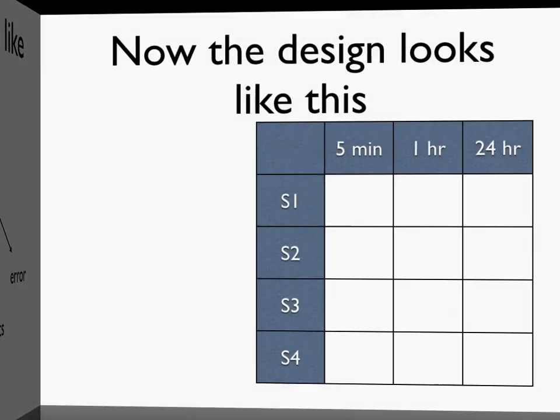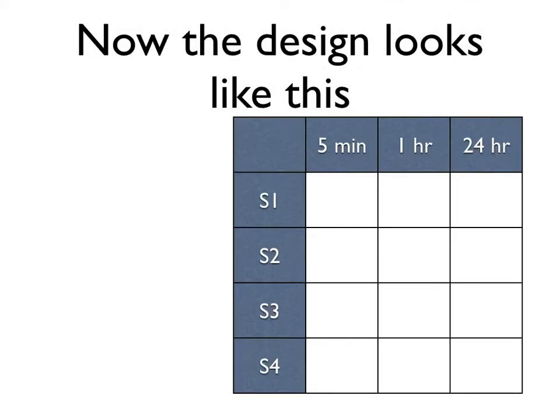So now your design looks like this. 5 minutes, 1 hour, 24 hours, subject 1, subject 2, subject 3, subject 4. So we need a fourth. Who's going to be our fourth? It's going to be Diamond. She's our fourth person, and we also have gender balance. Okay, very good. 1, 2, 3, 4. 5 minutes, 1 hour, 24 hours. Nice.